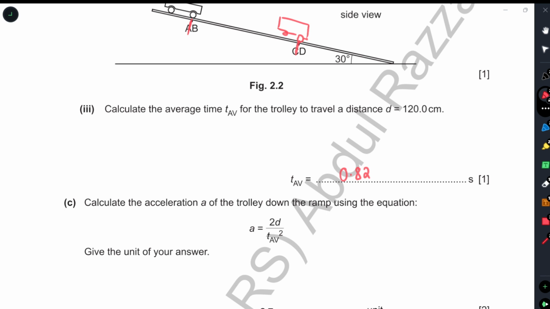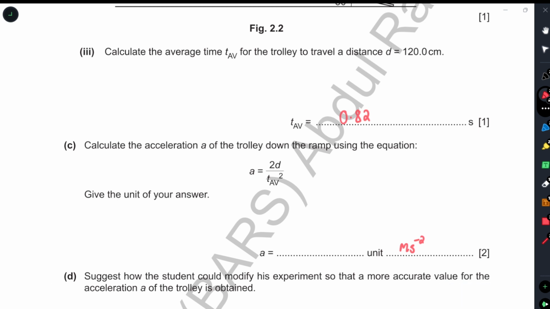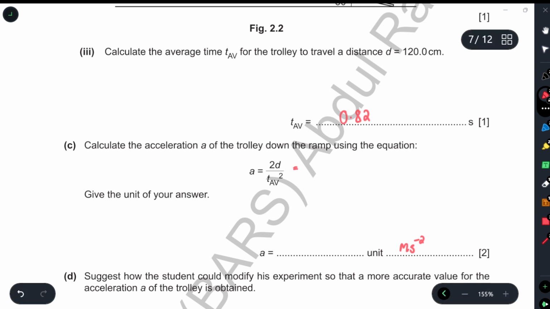Calculate the acceleration of the trolley down the ramp using the equation, giving the unit of your answer. Now it's acceleration, so I'll directly write down the units meters per second squared. And now I need to figure out the acceleration, which is 2 times the distance. So 120 centimeters, of course, divided by the average time, which is 0.82 squared. Okay, let me just write that again, it had become very congested.